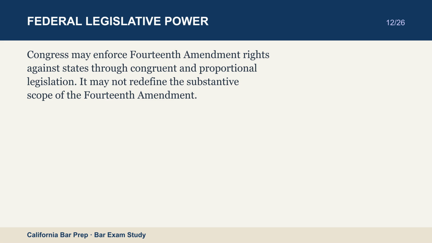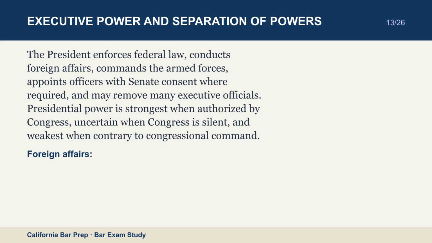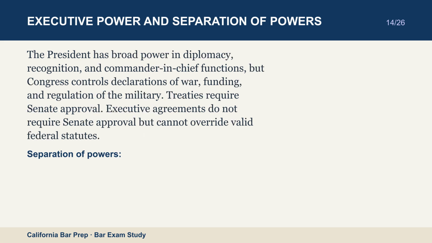The President enforces federal law, conducts foreign affairs, commands the armed forces, appoints officers with Senate consent where required, and may remove many executive officials. Presidential power is strongest when authorized by Congress, uncertain when Congress is silent, and weakest when contrary to congressional command. Foreign affairs. The President has broad power in diplomacy, recognition, and commander-in-chief functions, but Congress controls declarations of war, funding, and regulation of the military. Treaties require Senate approval. Executive agreements do not require Senate approval, but cannot override valid federal statutes.